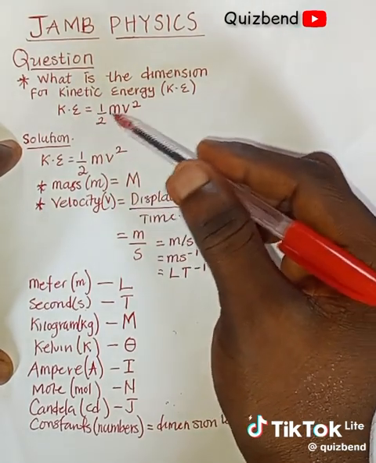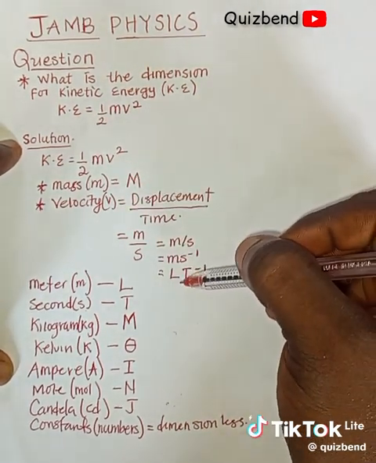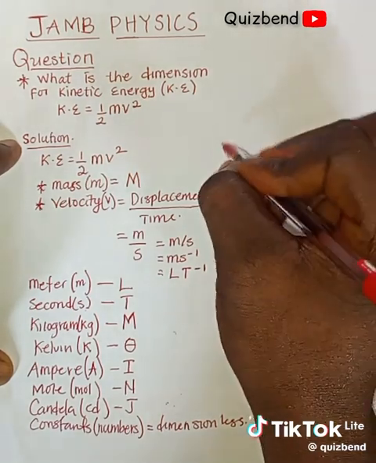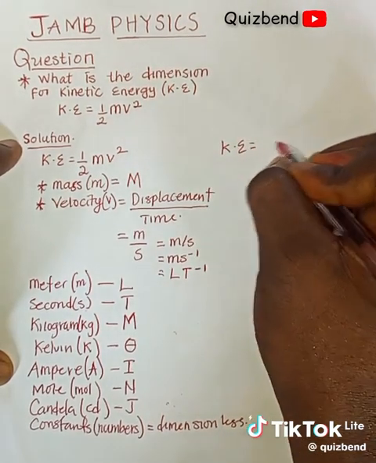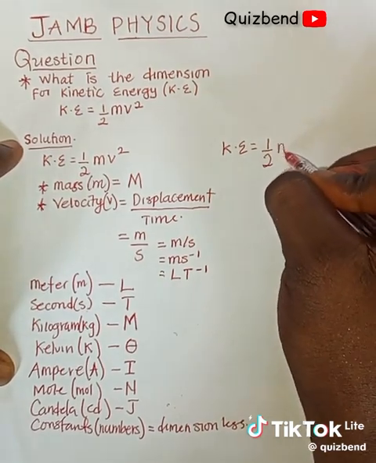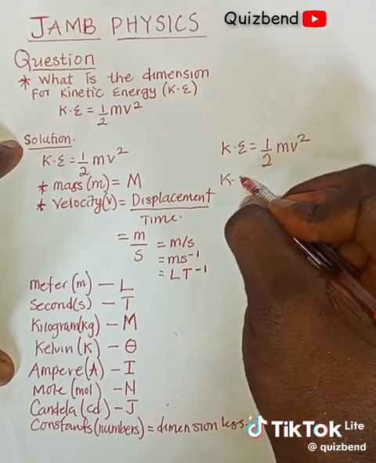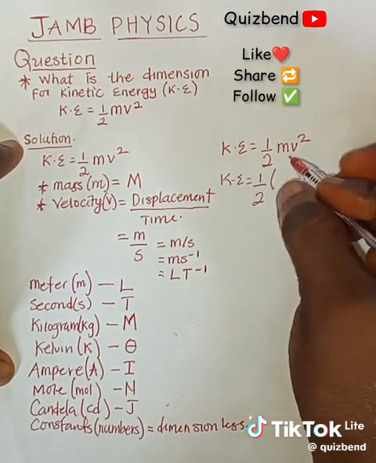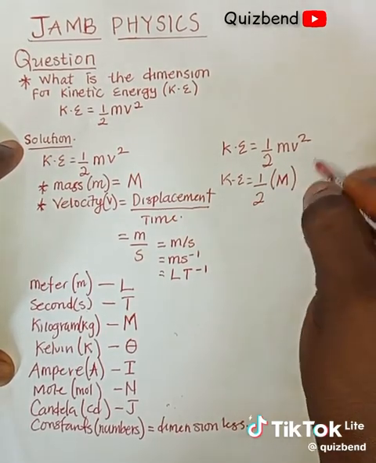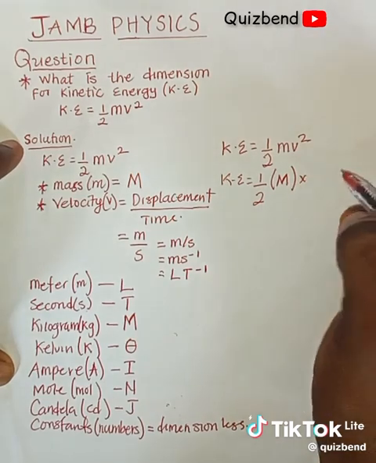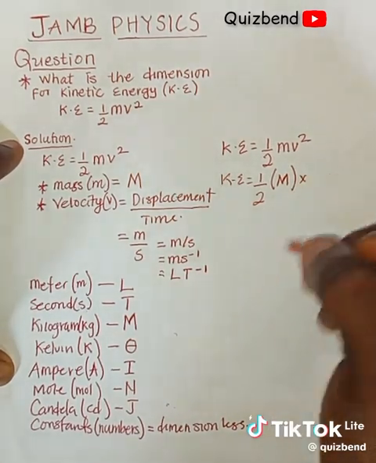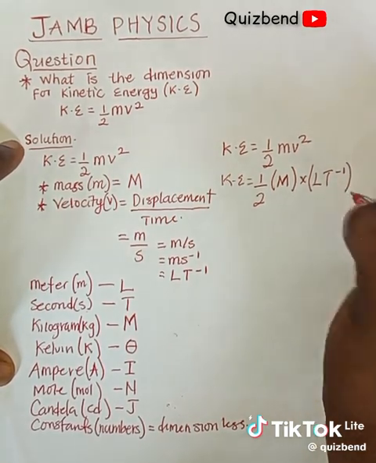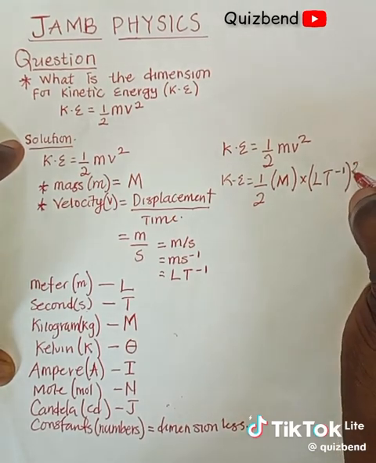Now we can go straight and get the dimension for kinetic energy, which is half mv squared, by substituting the respective dimensions of mass and velocity. From our formula, KE is equal to 1 over 2 mv squared. So KE will be equal to 1 over 2, times the dimension for mass, which is capital letter M, times the dimension for velocity, LT raised to the power of -1. And remember, velocity was raised to the power of 2. Don't ignore it, put it there as well.